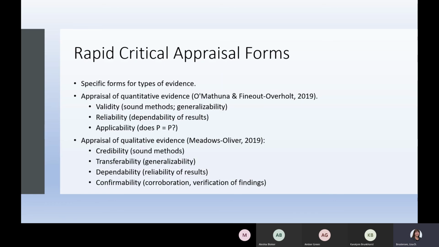Okay, now I've mentioned rapid critical appraisal forms a couple of times, and these relate to Objective 6, which is to complete the appropriate rapid critical appraisal form for an evidence source and complete it accurately.